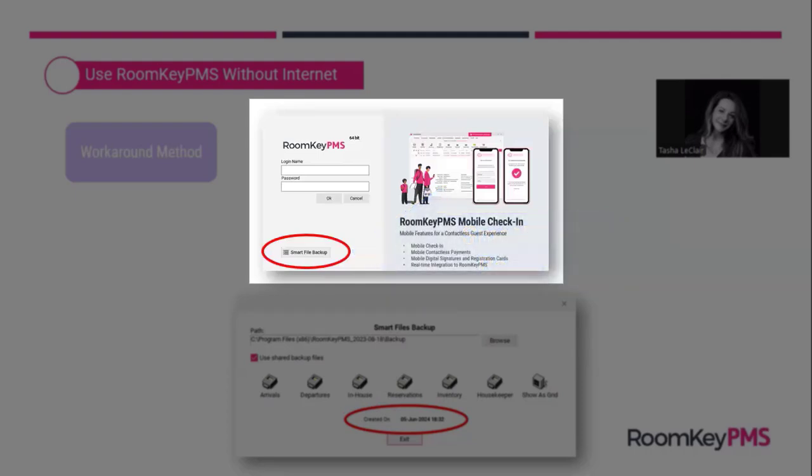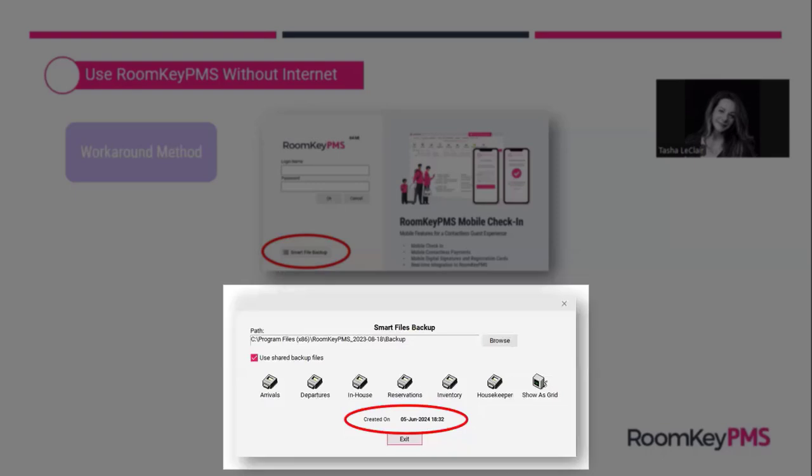When you click on the Smart File Backup button, a pop-up will appear. It shows you the file location where those backups are stored, and it will show you all the different reports. So you've got arrivals, departures, in-house, etc. And then it will also let you know the last time that those files were backed up. So circled here, we have the created on date and time.